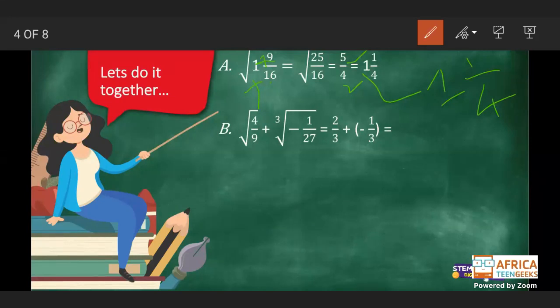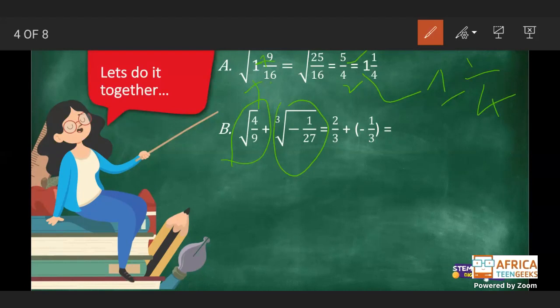Now we have number B. For number B, we have the first one, right here. The first one is positive, it's not negative at all. We have our positive fraction, 4 over 9. And you know that when we have a fraction like this, for example like number A, we basically did the same thing. We need to find the square root of 4 and also the square root of 9, and then we'll have our fraction. So let's do it together then.